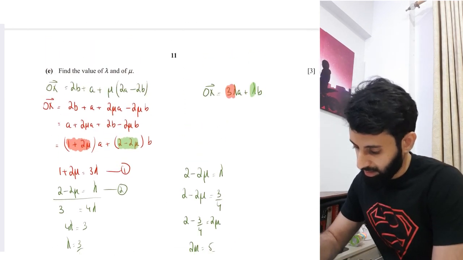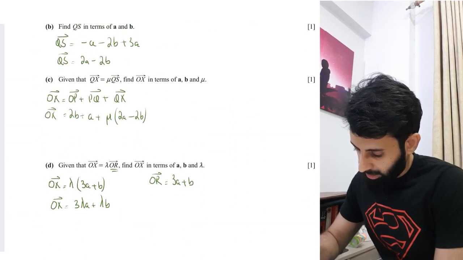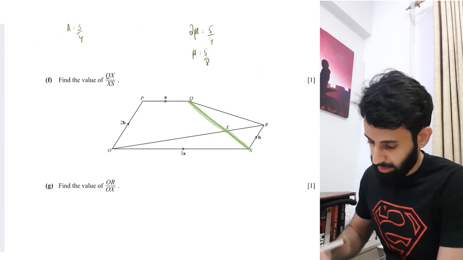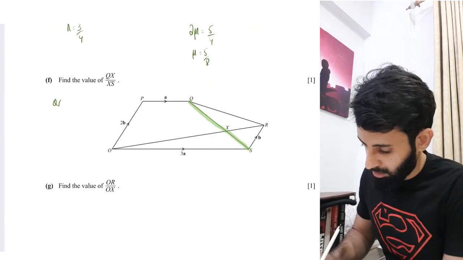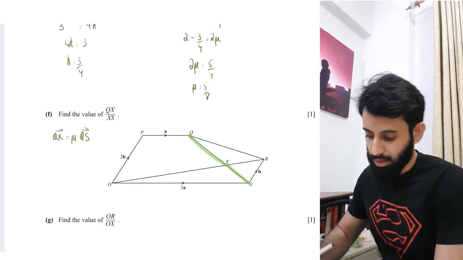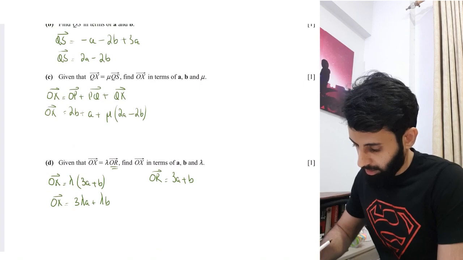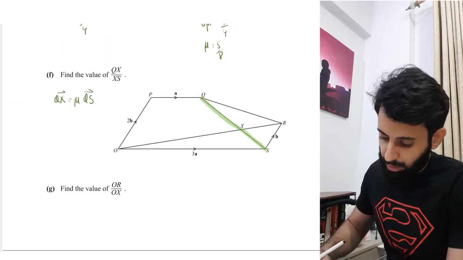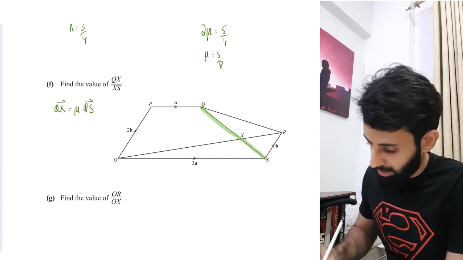Now if you go back, we already worked out that QX is equal to mu times QS. Okay, so let me write that down over here because that's what we're going to use. QX is equal to mu times QS. Right, let me just double check. Don't want to end up getting the whole thing wrong. Yeah, QX is equal to mu times QS. Okay, cool. Now we already know what mu is equal to. We know that mu is equal to 5 upon 8.